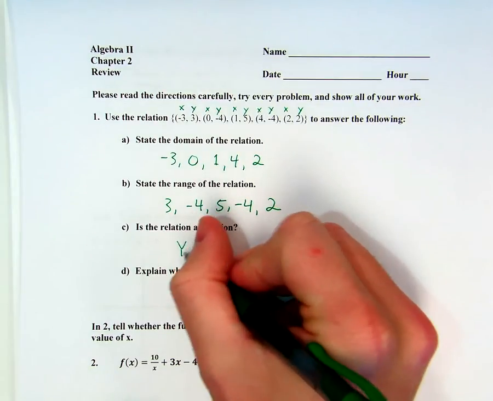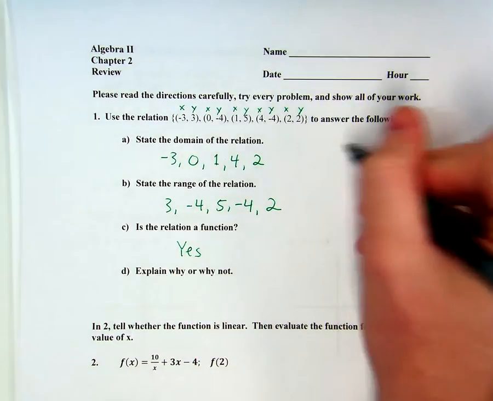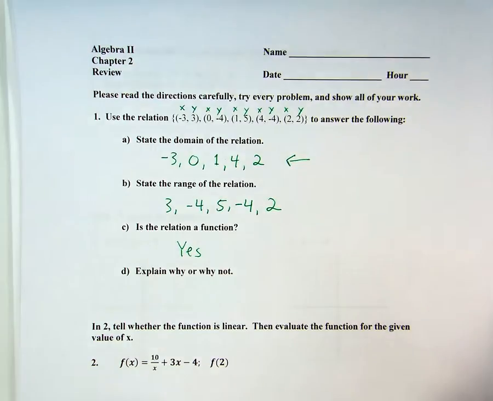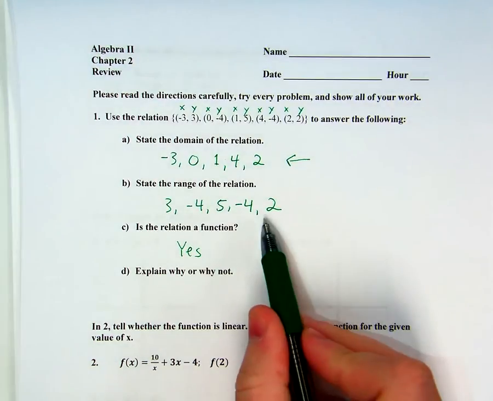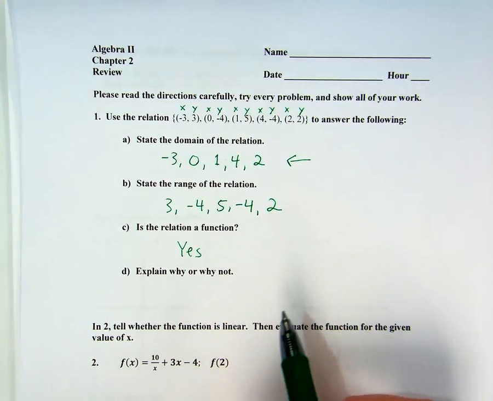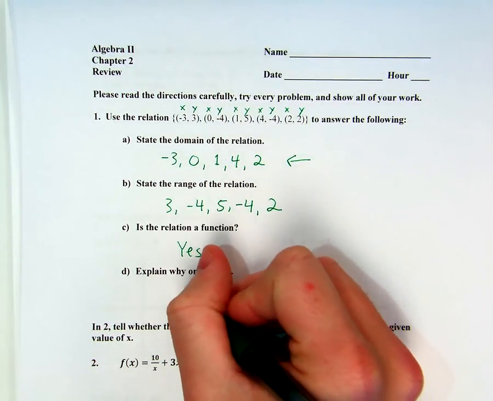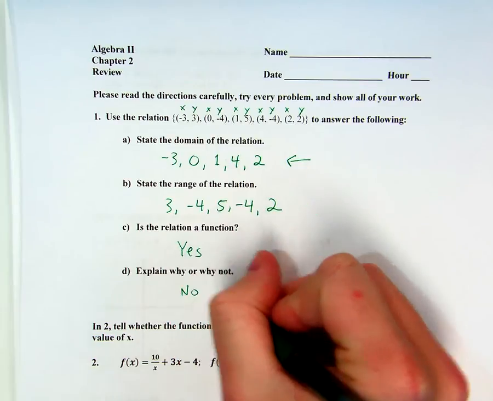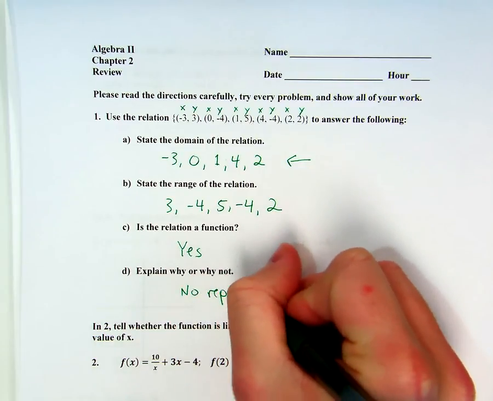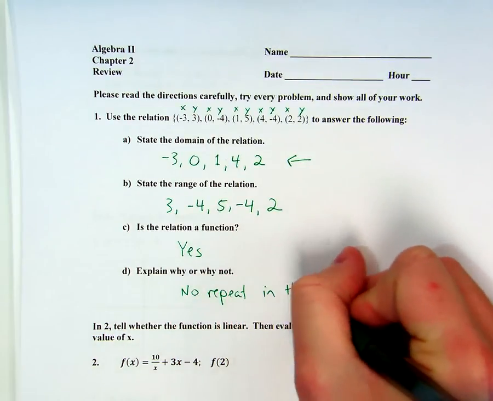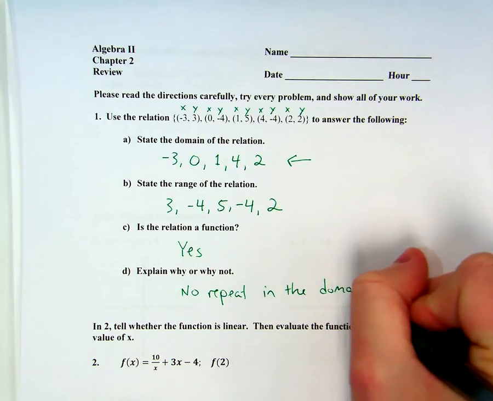The answer is yes. Because there are no repeats in the domain, this is a function. There is a repeat in the range, but that doesn't matter. If there were a repeat in the domain, you would say it's not a function. Explain why or why not. Yes, it is a function because there is no repeat in the x's or the domain.